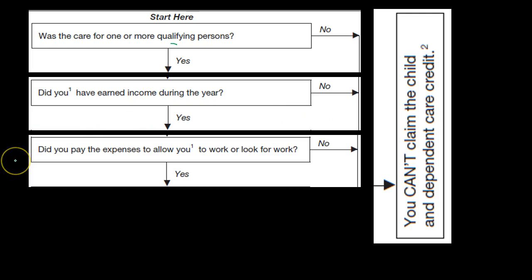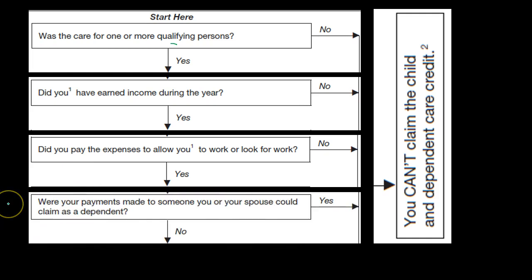Next item, did you pay the expenses to allow you to work or look for work? So remember, that's going to be kind of the reasons for it. The expenses being paid to some type of child care in order to work or look for work is typically the rationale. If yes, then we're going to move forward. If no, we're going to say can't claim the credit.